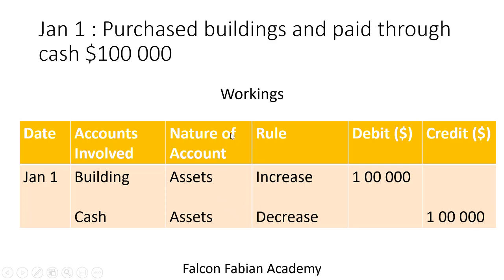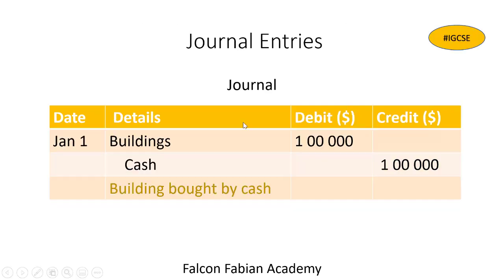What you can do is create the workings on one page and draw the format of the journal on the other page. So once you have done the workings, you can simultaneously post that entry into the journal. So this is our journal. The first transaction in our journal is buildings account debit and cash account credit. So buildings is written first and in the debit column the amount. Cash is written second and in the credit column the amount. And the narrative is buildings bought by cash.